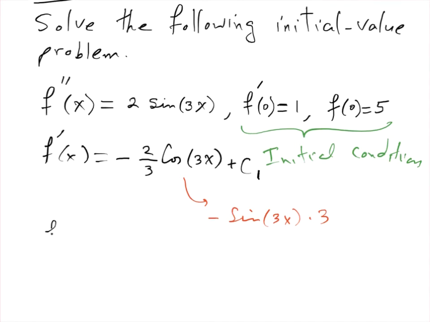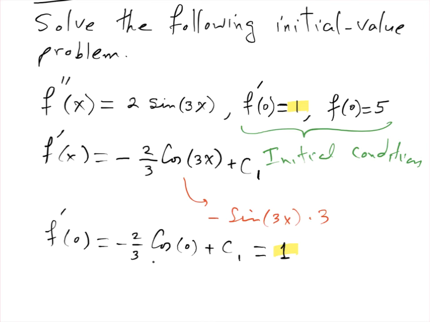So here f prime of 0 is minus 2/3 cosine of 3 times 0, which is just cosine 0, plus C1, and that must equal 1. So this comes from here. Okay, so f prime of 0 is 1, so I have to have f prime of 0 equal 1 over here, and that helps me find C1.